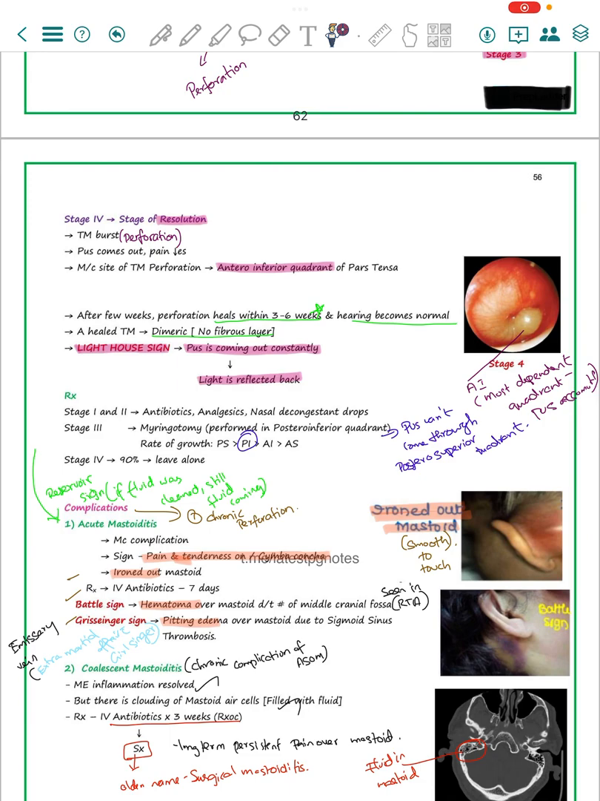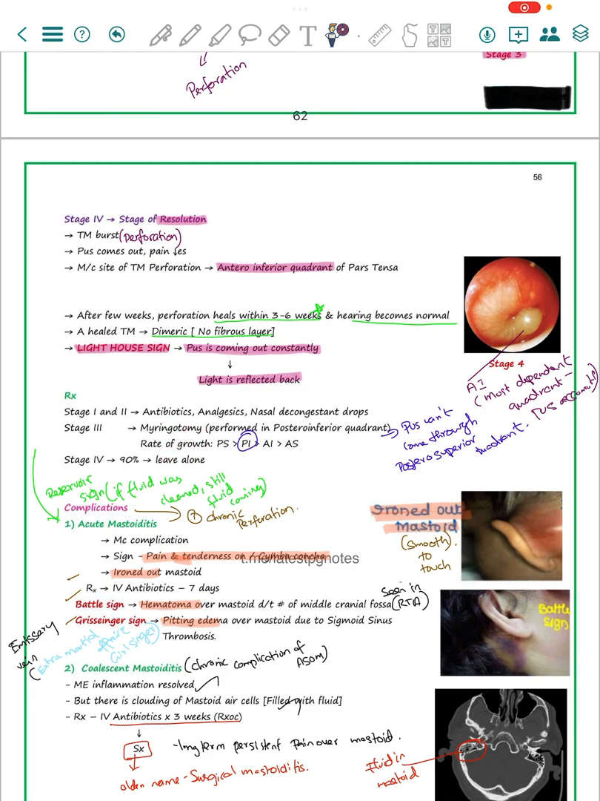Okay guys, then what is the treatment? For stage 1 and stage 2, you treat the microorganism causing it. You need to give antibiotics, analgesics for the pain, and nasal decongestant drops to relieve the block. Then in the stage of suppuration, you need to perform a myringotomy to drain the pus. It is performed in the posterior inferior quadrant, so that the pus can easily drain out, and also it has more capacity to grow again.